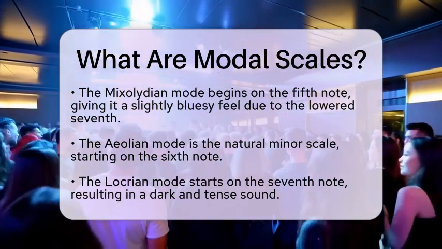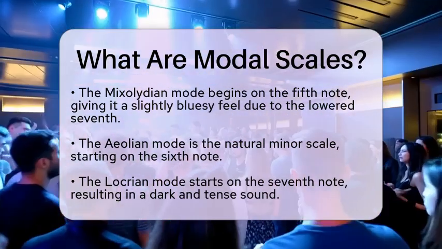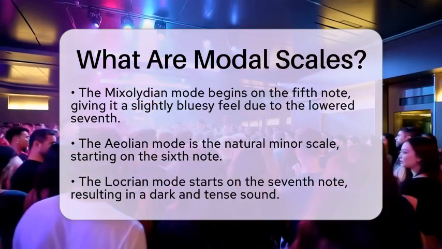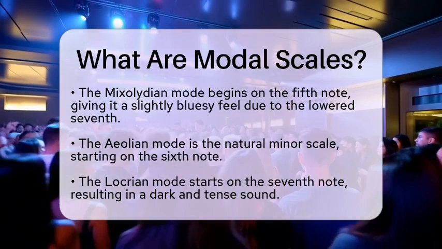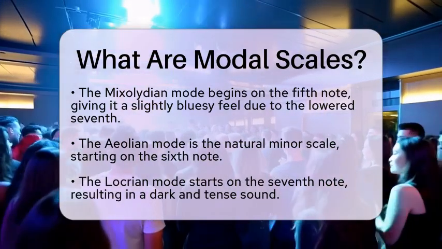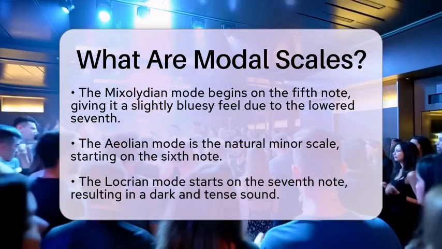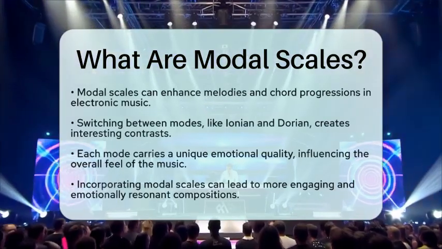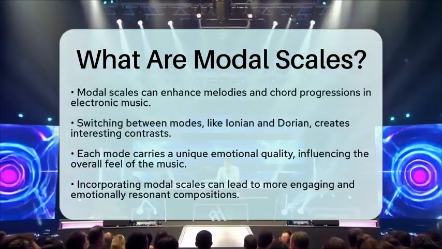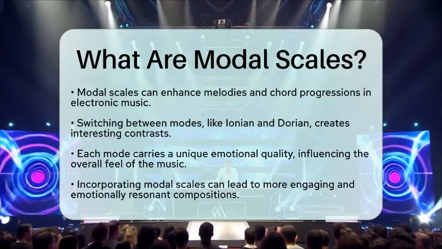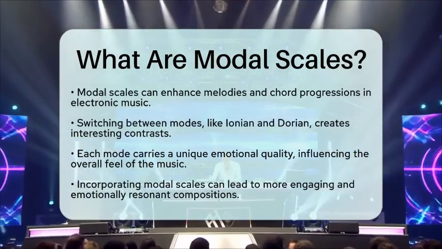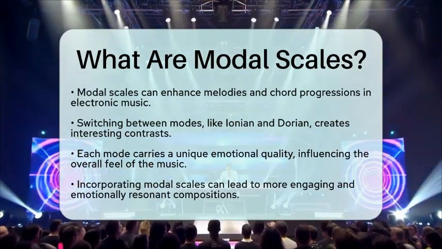Now, how can you use these modal scales in electronic music? They can be incredibly useful when writing melodies. For instance, using different modes can add rich variety to your melodies. Switching between the Ionian and Dorian modes can create interesting contrasts. Each mode carries a distinct emotional quality. The Lydian mode can sound uplifting, while the Locrian mode can sound ominous.